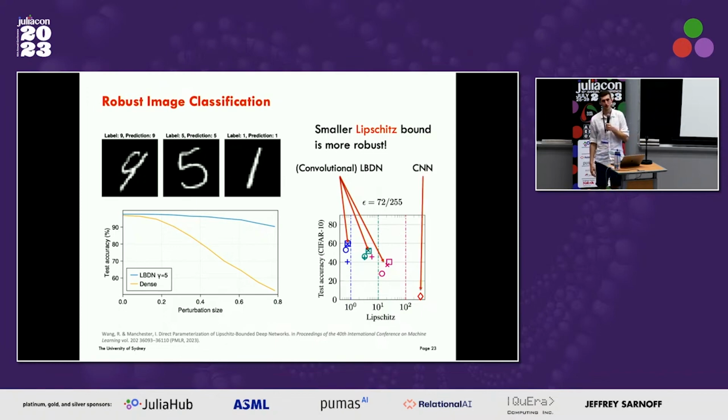And down the bottom right here is a convolutional neural network, which again can't do anything as soon as you perturb it a little bit. So that's one cool use case.